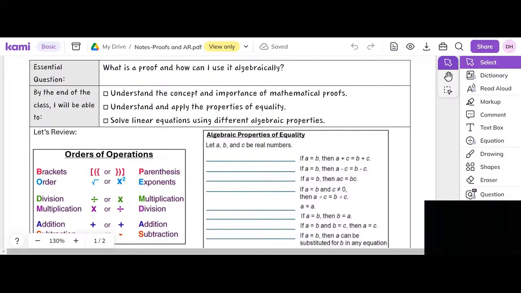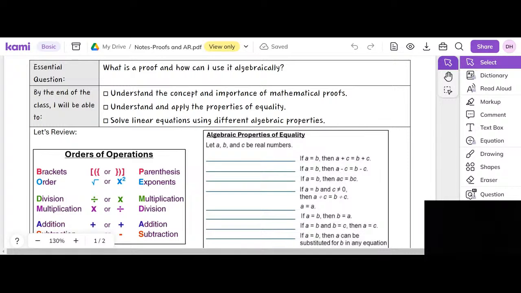So the essential question I'm going to ask you is, what is a proof and how can I use it algebraically? So when you're thinking about a proof, think about it in terms of something that we're trying to uncover, a mystery that we're trying to solve. And it needs to be something that makes sense. It needs to be something that we can break down and be able to see.